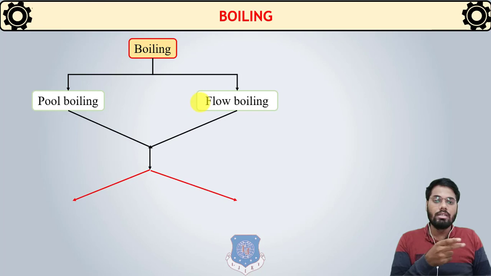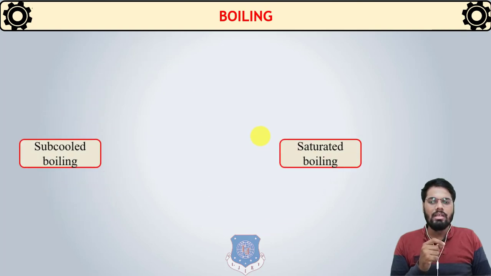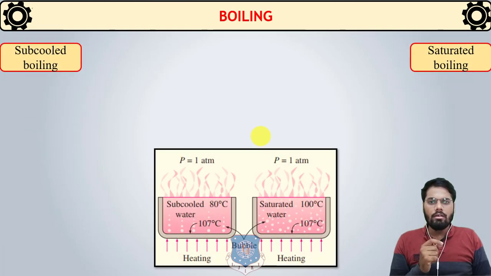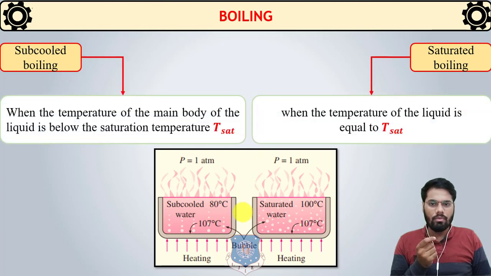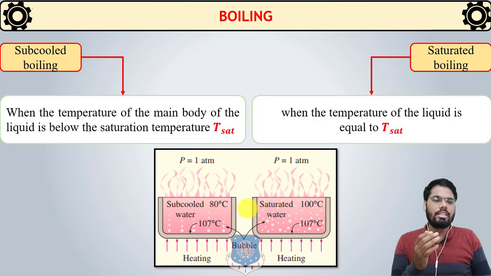Now, there is another subcategory of pool boiling and flow boiling: subcooled boiling and saturated boiling. As you can see in this figure, when the temperature of the main body of the liquid is below the saturation temperature, it is known as subcooled boiling, and when the temperature of the liquid is equal to the saturation temperature, it is known as saturated boiling.